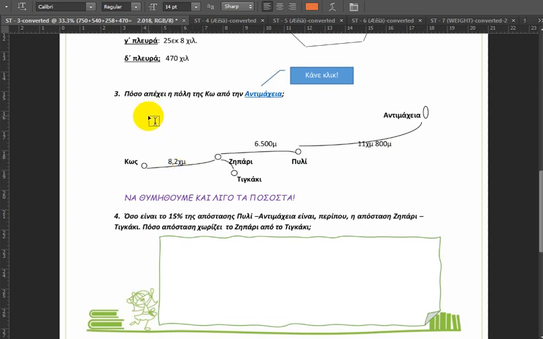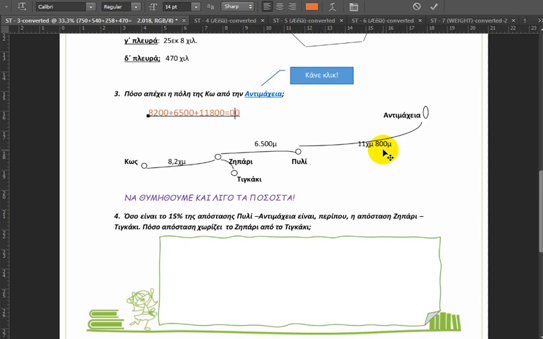8.2 kilometers into meters, so times 1,000 would give me 8,200 plus, this is already in meters, so I don't need to change anything, so 6,500. Plus here we have 11 kilometers and 800 meters. So 11 kilometers is 11,000 meters, and 800 would give me 11,800 meters.